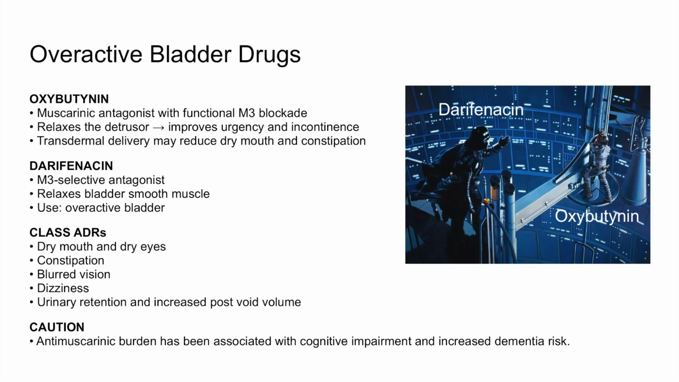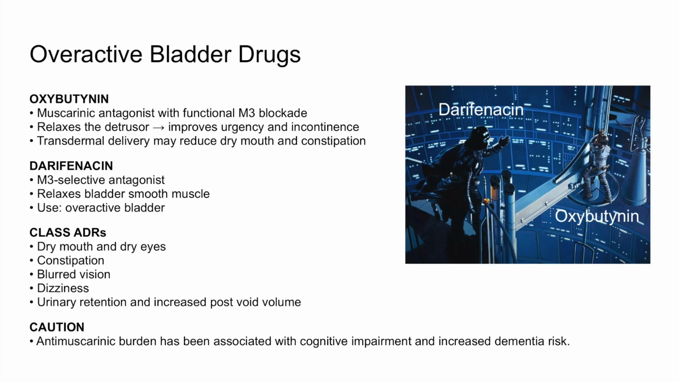Oxybutynin is an antimuscarinic drug with functional M3 blockade that reduces urinary urgency, frequency, and urge incontinence. Transdermal delivery may reduce some systemic adverse effects compared with oral dosing. Darifenacin is more M3 selective and is used for the same general purpose. The predictable adverse effects reflect muscarinic blockade elsewhere, so dry mouth and eyes, constipation, blurred vision, dizziness, and urinary retention. These drugs should be used cautiously when bladder outflow is already impaired because they can increase post-void residual volume.